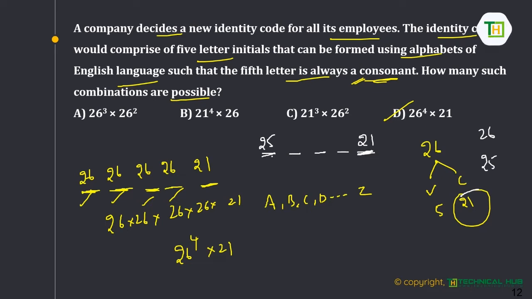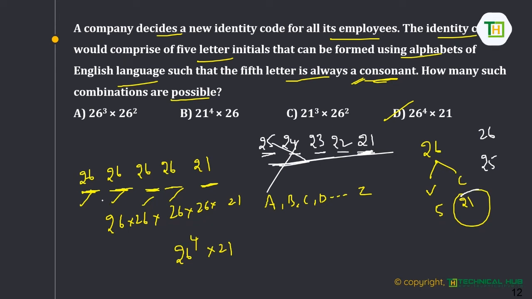In the second place, already 2 letters are filled. Remaining how many letters are there? 24 letters are there. Already 3 letters are filled, so remaining 23 letters are there. And next one 22 letters are there. If repetition is not allowed, your answer is this one, and first you have to fill the condition. But in this question they did not mention anything, so repetition is allowed. If you follow this method, 25, 24, 23, 22 into 21, that option is not there. So definitely repetition is allowed.